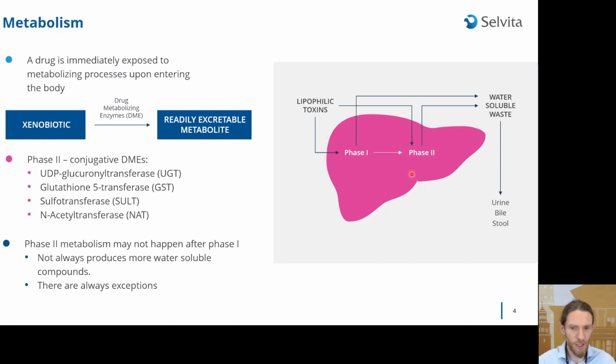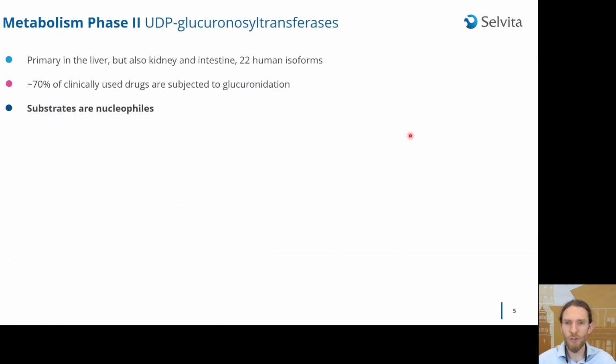The names phase 1 or phase 2 don't mean that phase 2 always happens after phase 1 drug metabolism. Also, these processes do not always produce more water-soluble compounds. There are always exceptions, as with all biological processes. No strict rules. Let's move to phase 2 UDP-glucuronosyltransferases.